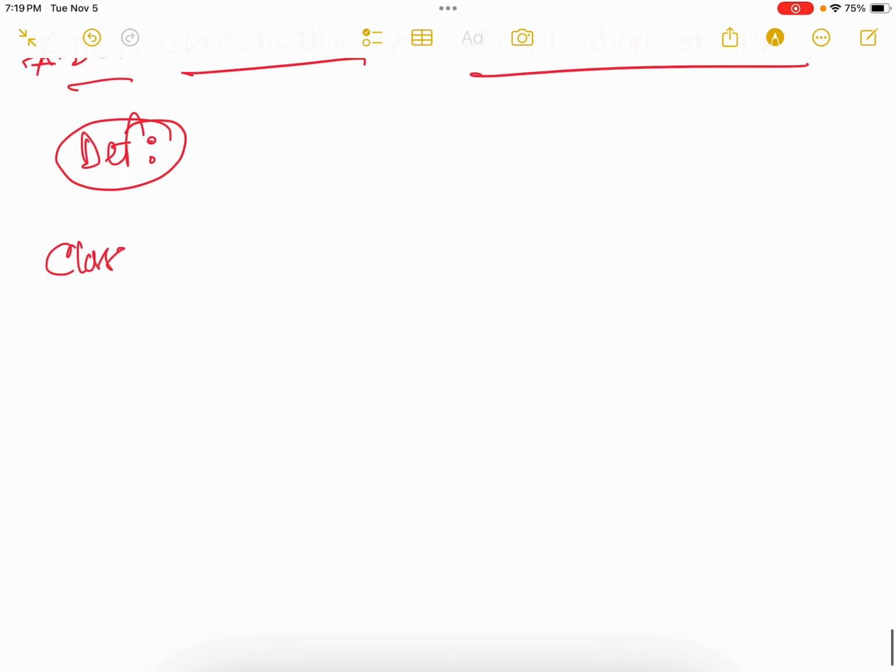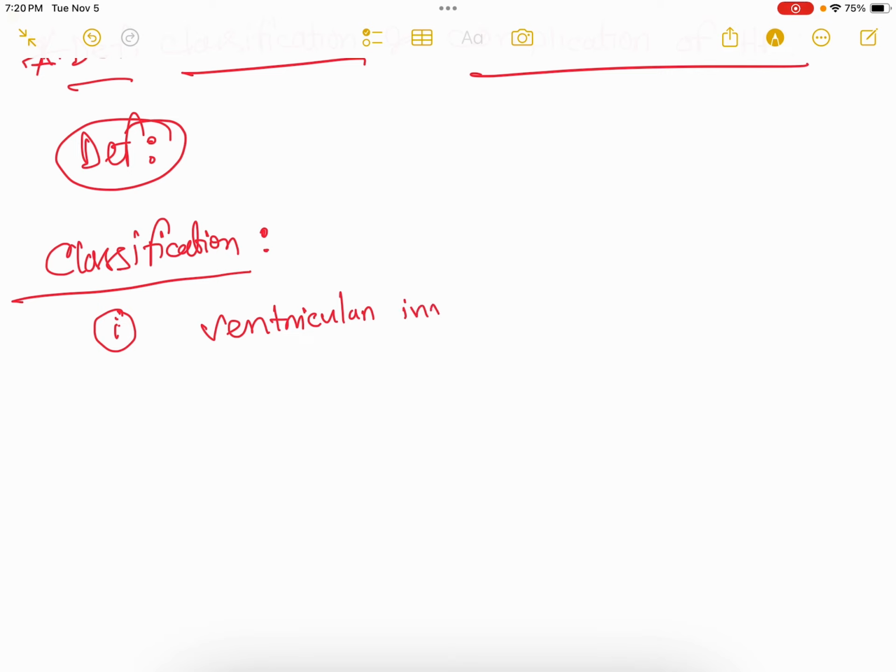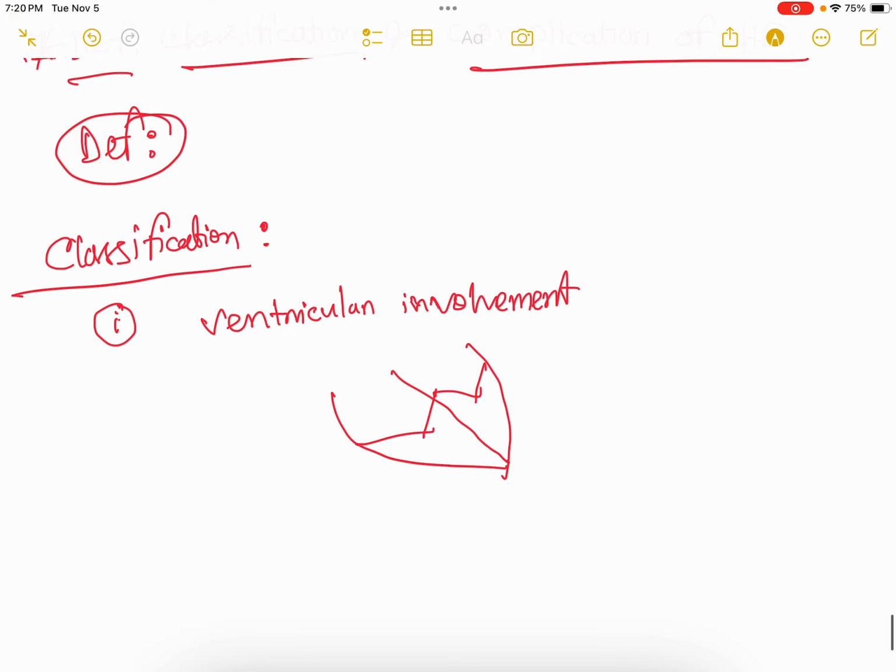Classification is done on the basis of different issues. First of all, on the basis of ventricular involvement, it is of three types: left ventricular failure, right ventricular failure, and finally biventricular failure, which occurs in congestive cardiac failure.